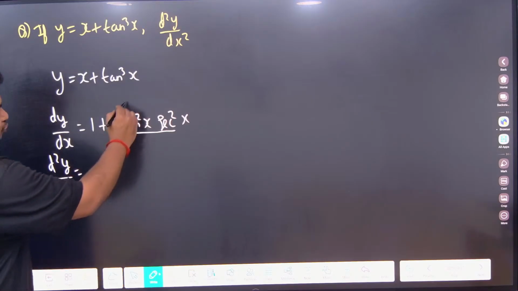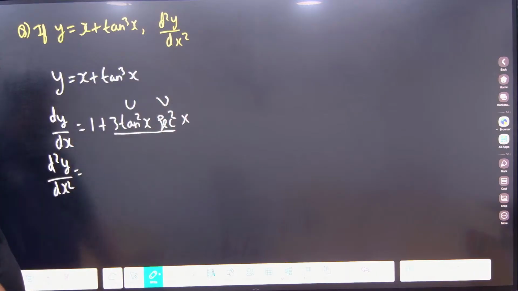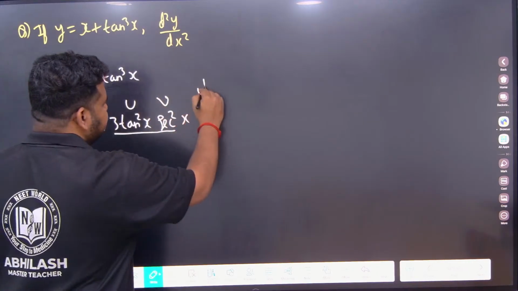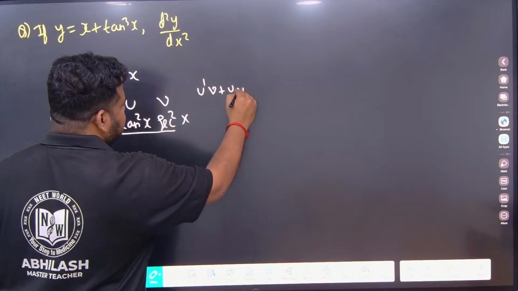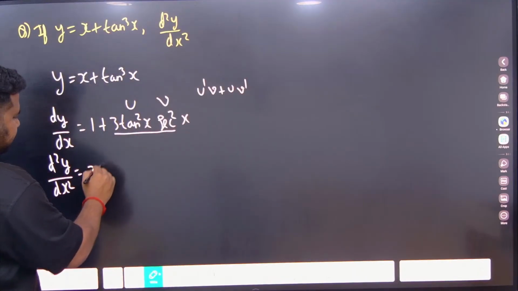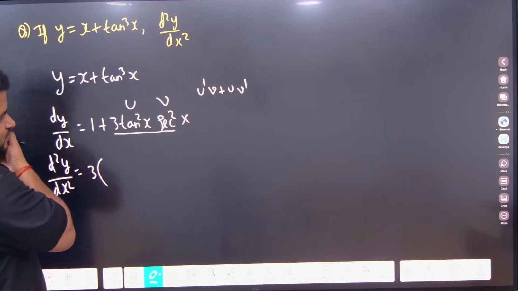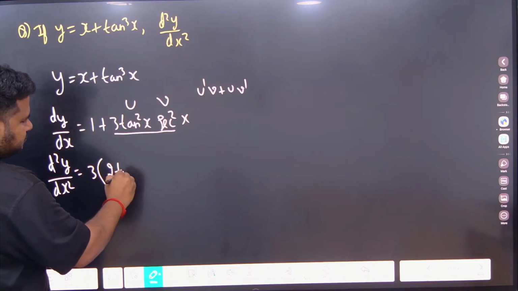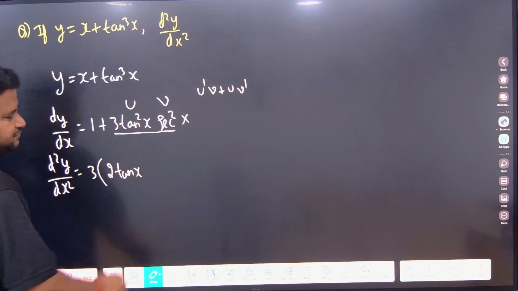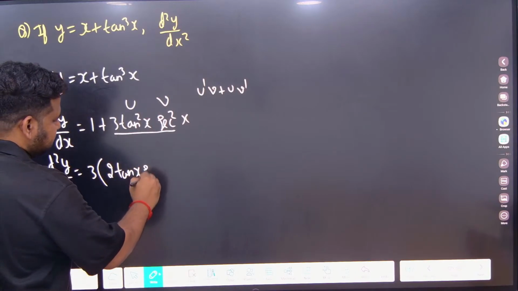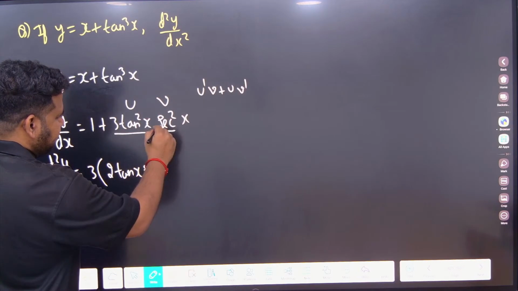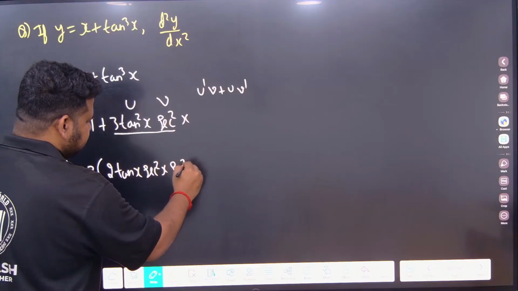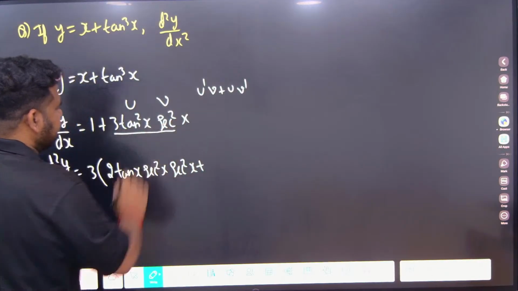Here I am having two functions, u and v, so I should apply the uv rule. This will become u dash v plus u v dash. I can take 3 outside. Derivative of tan square x will become 2 tan x, and derivative of tan x is secant square x. And secant square x, that is v, keep it as it is.